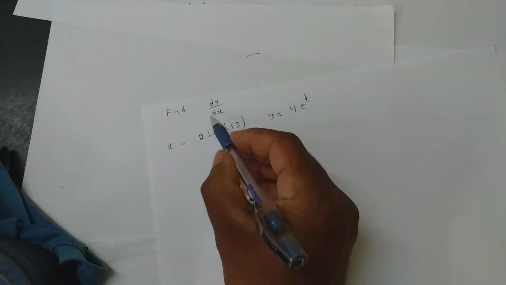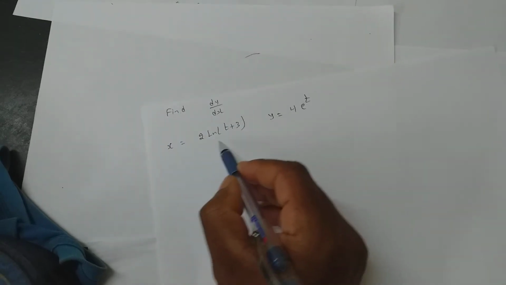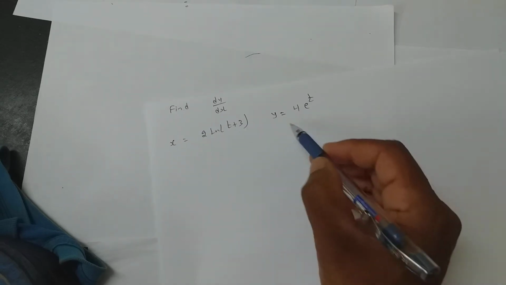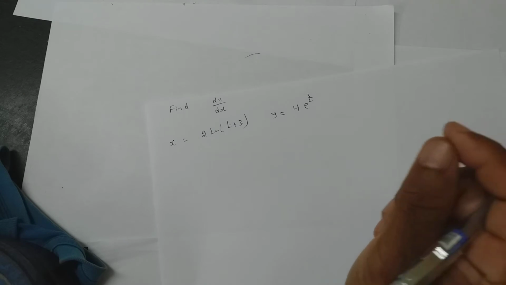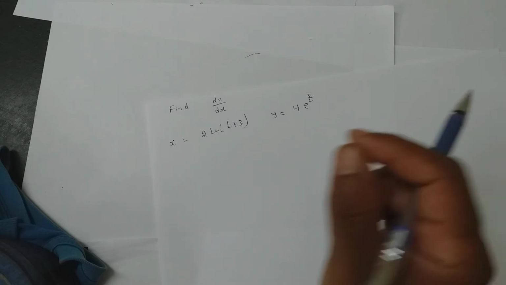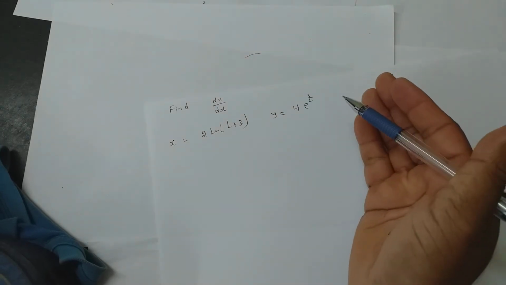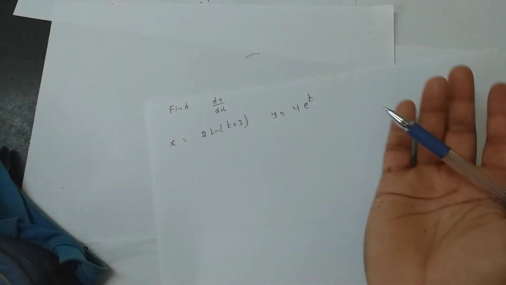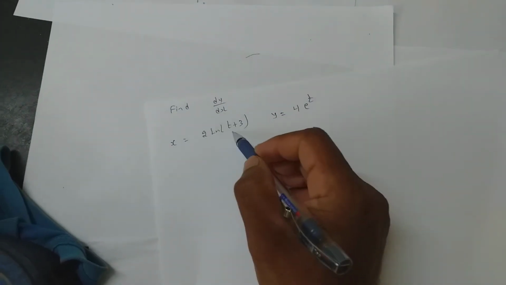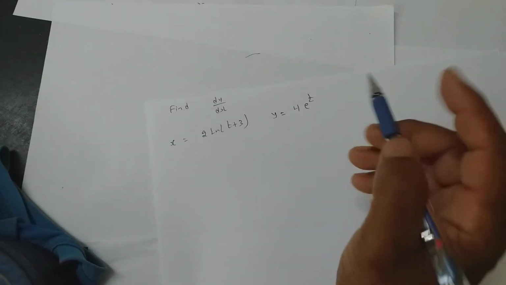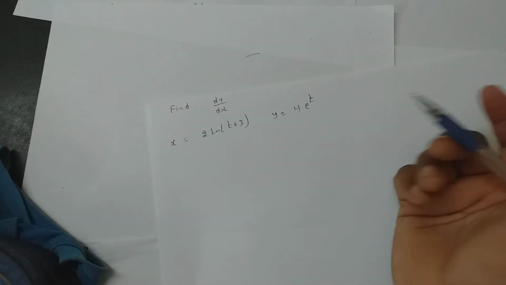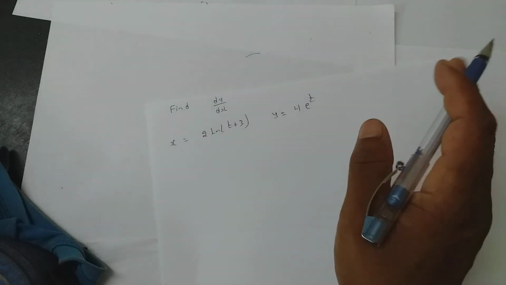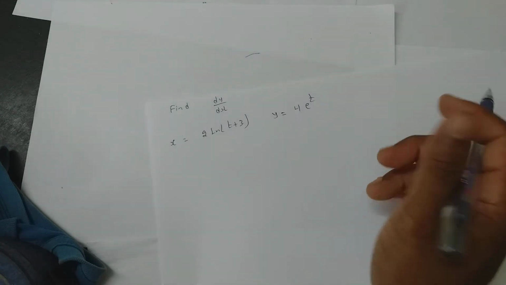Look at next sum. You need to find dy by dx. X equal to 2 ln t plus 3, y equal to 4 e power t. What do you mean by parametric equation? Means x and y are both given in terms of a third letter. In this sum, the third letter is t. X and y are given in terms of some other letter called t. That's when we call them to be parametric equations.